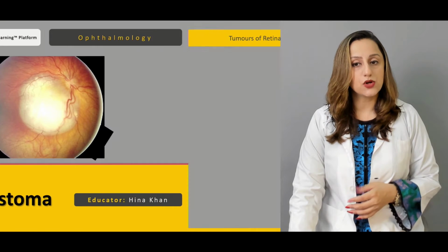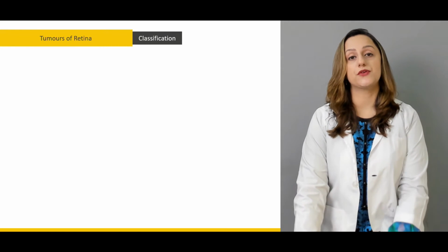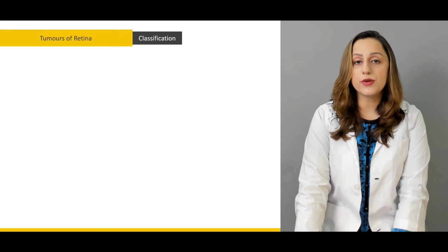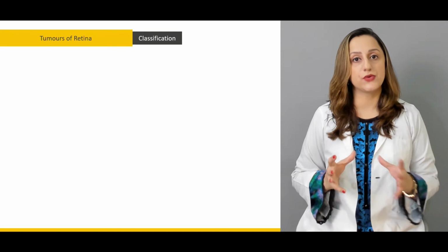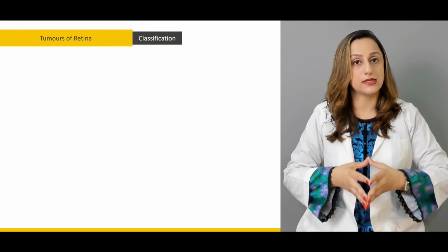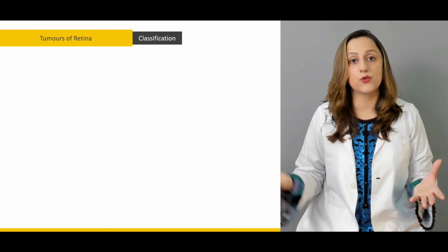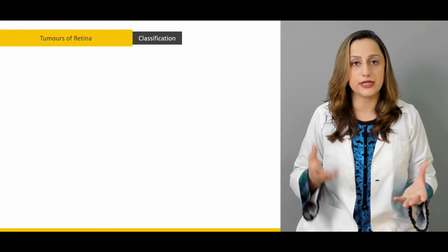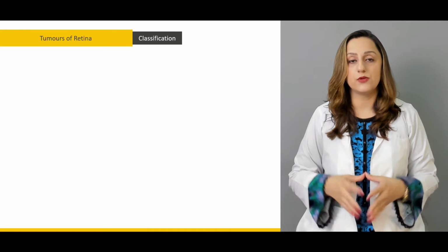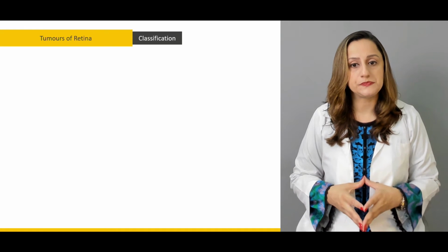Just to start off with the tumors of the retina: retinoblastoma, of course, is the most commonly occurring tumor of the retina. It's one of the primary tumors of the retina, and it's related to the pigmentary layer of the retina rather than the sensory layer. Astrocytomas are also included in this group, involving the sensory layer of the retina.